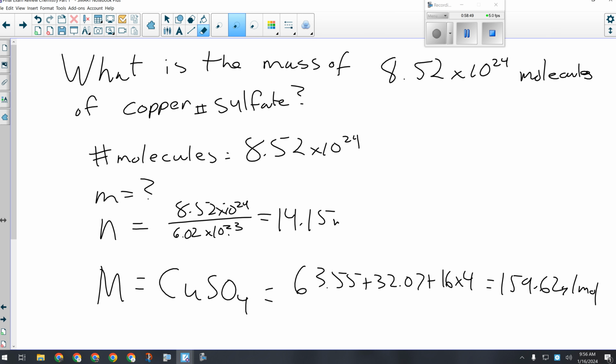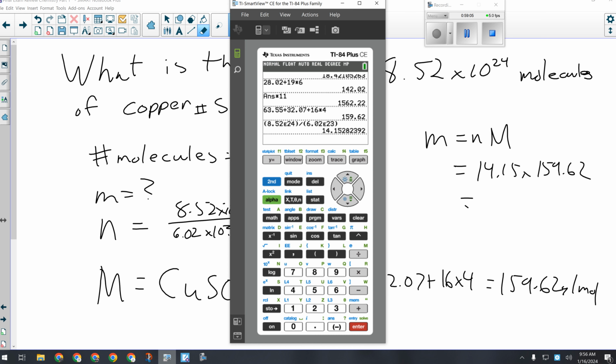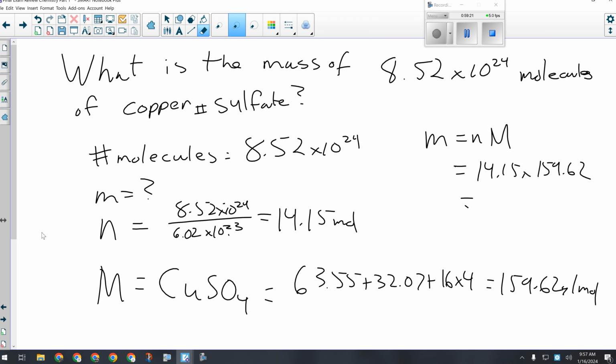I'm going to keep all those decimals, and now I can calculate mass. Mass is n times big M. 14.15 times 159.62. Okay, so times that number there. And we're looking at 2,259, or with the right number of significant digits, we would be looking at 2.26 times 10 to the 3 grams.